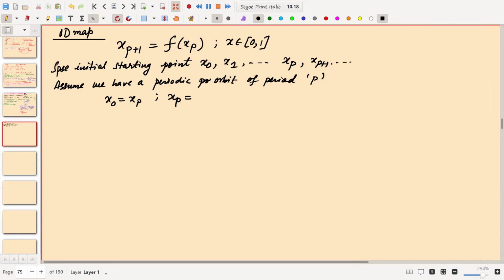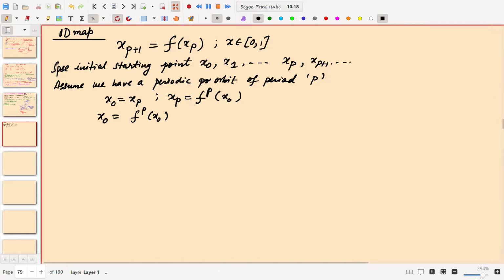So what should be the formulation of xp? xp is nothing but f composed p times of x naught, isn't it? Do you agree? So what does it tell us? That if you start from x naught and iterate the map p times, you come back to the same point x naught. That's a periodic orbit. I hope everyone remembers.